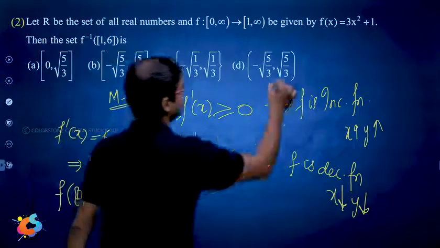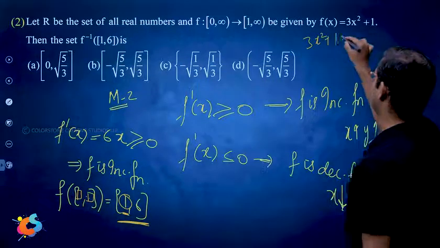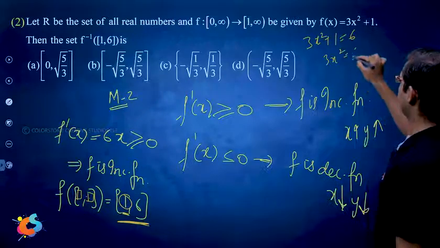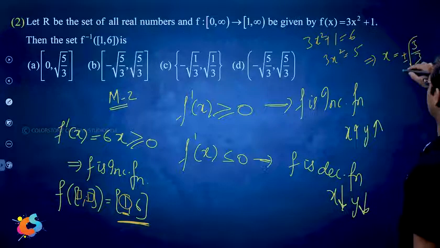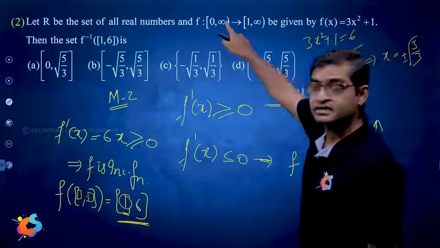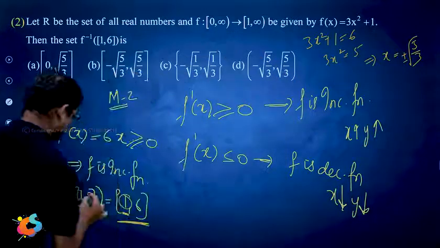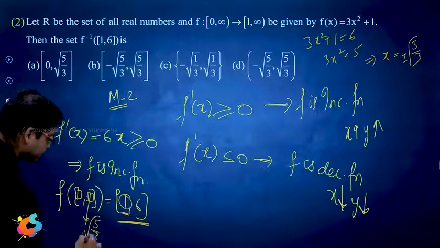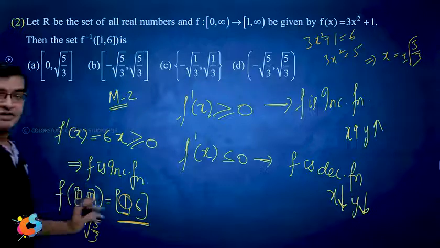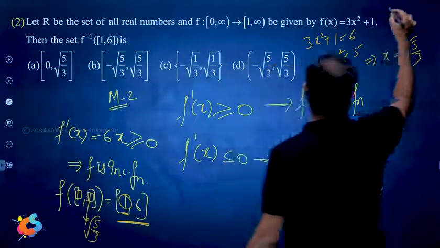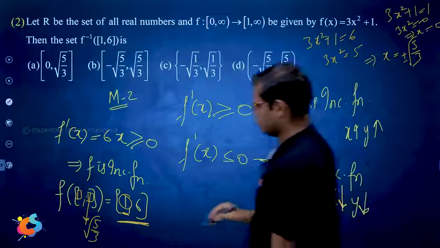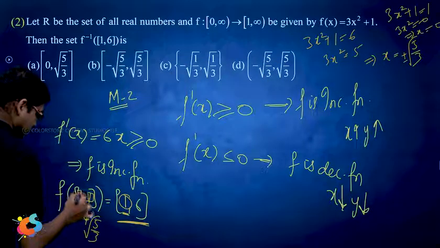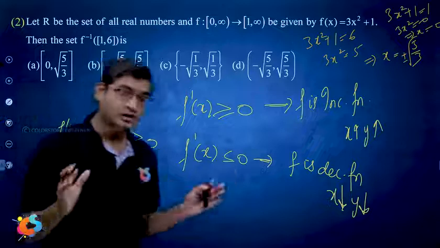What is the x coordinate? So 3x square plus 1 is equal to 6. 3x square is equal to 6 minus 1, 5. This implies, as we have seen just before, x is plus or minus under root of 5 by 3. I can consider only positive values of x. So here it will be under root of 5 by 3. And you want the x coordinate for which the y value is 1. So 3x square plus 1 is equal to 1. So 3x square is equal to 0. This implies x is equal to 0. So you put 0 here.